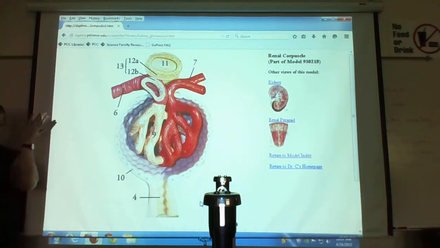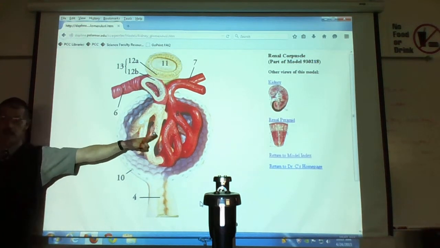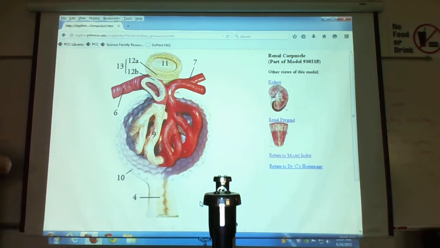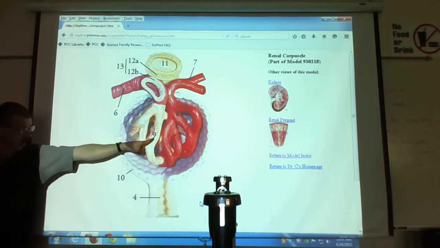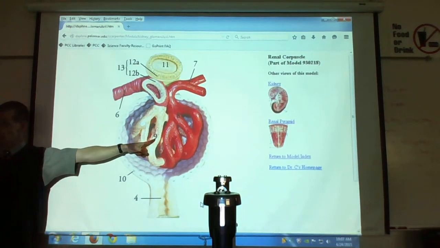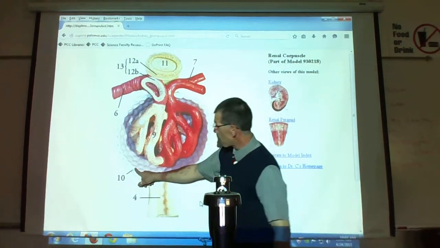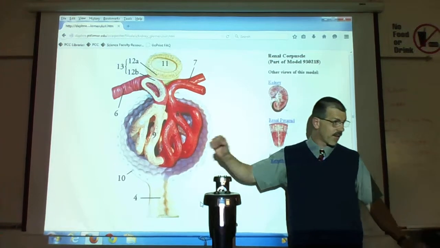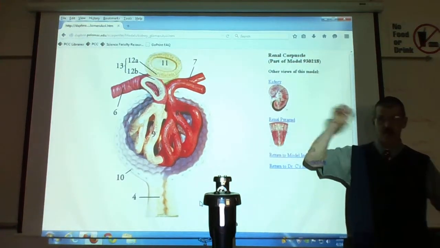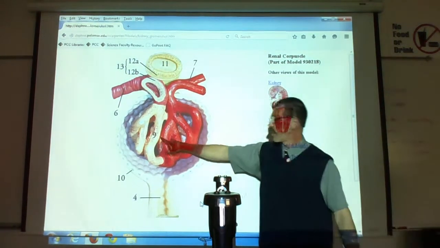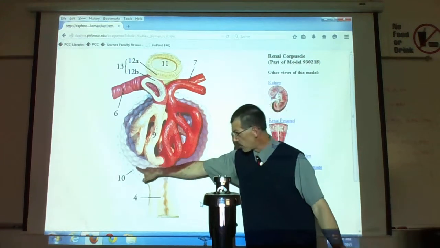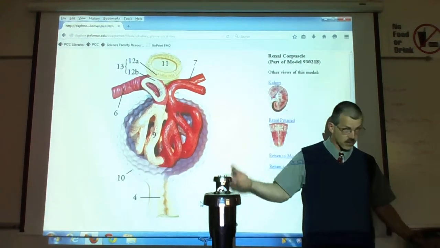What do you call layers of membranes on the organ? Are they visceral or parietal? Visceral. So number 9 are the podocytes of the visceral layer because they're on the glomerulus. The cells on number 10, what layer would they be if they're on the cavity wall? Parietal. So number 9 is the visceral layer. Number 10 is the parietal layer of the glomerulus.